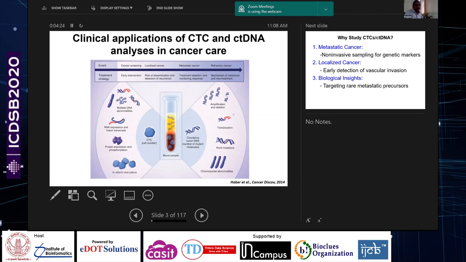So the picture is that liquid biopsy gives you clarity about tumor progression. If you get the cells, and if you get the DNA, you could ask multiple questions.